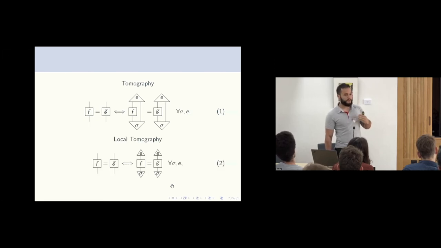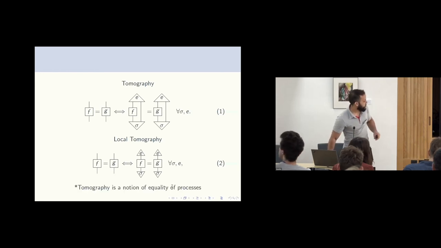But in particular, tomography is called local tomography when you can relax those diagrams that you're using to make the probabilities to be diagrams that have no side channels. And this second condition is called local because it translates the meaning of making only local measurements in order to establish the equality between the processes. So keep in your mind that tomography is a notion of equality of processes.